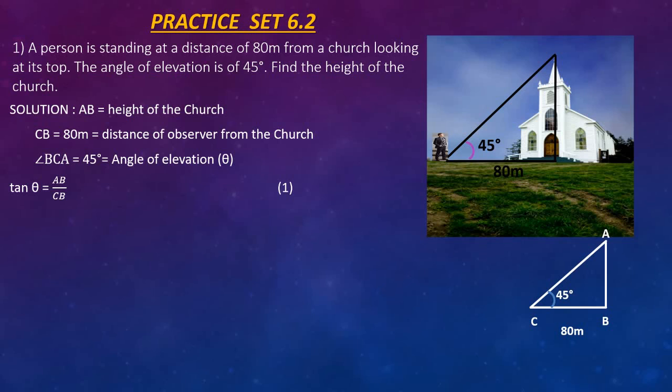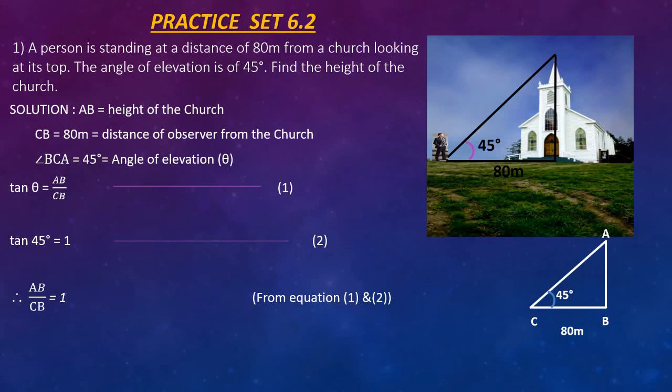Now let us use the tan ratio, as we have the adjacent side and we need to find the opposite side in this triangle. So tan theta is equal to AB upon BC. Let us consider this as equation 1. Now the value of theta is 45 degrees, so tan 45 degrees is equal to 1 from the table. Let us consider this as equation 2. Comparing equations 1 and 2, we get AB upon CB is equal to 1.